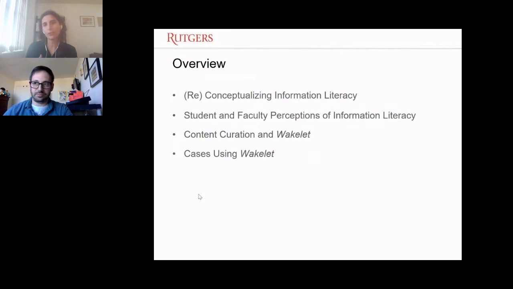Then both of us will present cases using Wakelet in assignments that we had previously done not using Wakelet. And then we're going to end with some musings and possibilities. We're just using it this semester, so we're giving you, in part, observations, because we're not actually done with the full assignments yet.